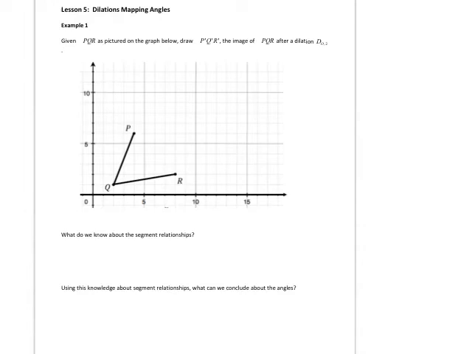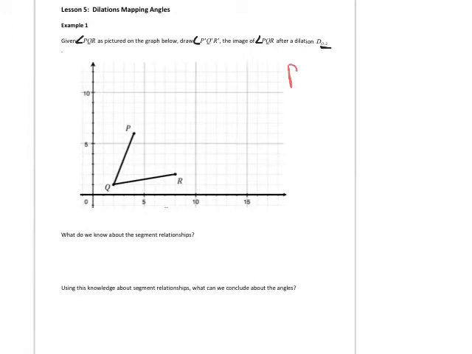So in the last lesson we dilated segments and rays and lines. In this lesson we're going to look at dilating angles. So given angle PQR, we want to draw P prime, Q prime, R prime, and that's the image after dilation about the origin of 2. So I'm dilating through the origin, which means I'm going to use my dilation rules.